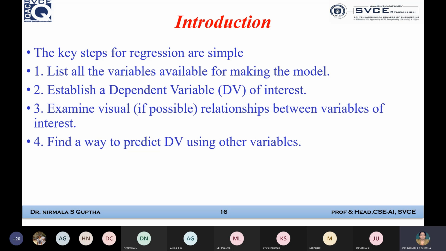We are trying to use this technique, which is a well-known statistical technique. Regression is a well-known statistical technique which helps us to model the predictive relationship between several independent variables and one dependent variable. And the main objective of the regression is to find the best fitting curve.